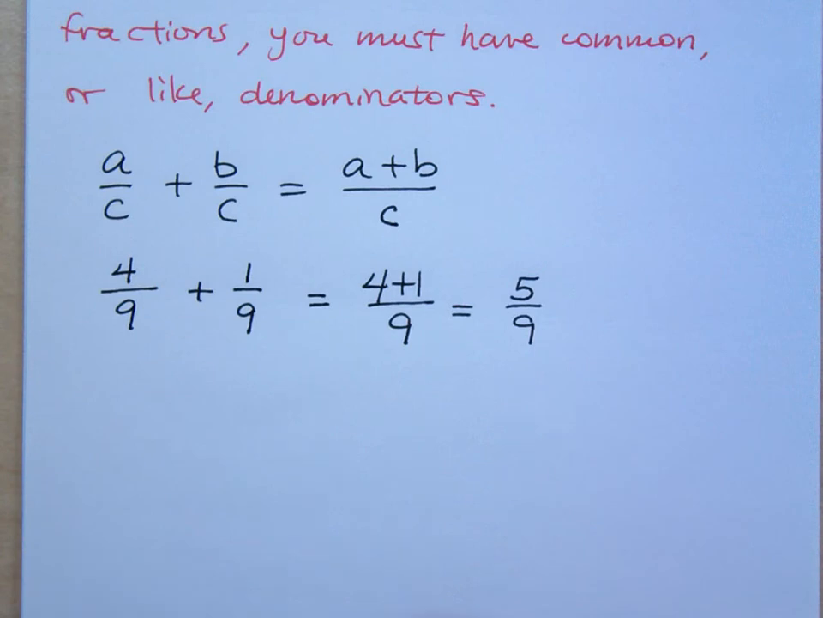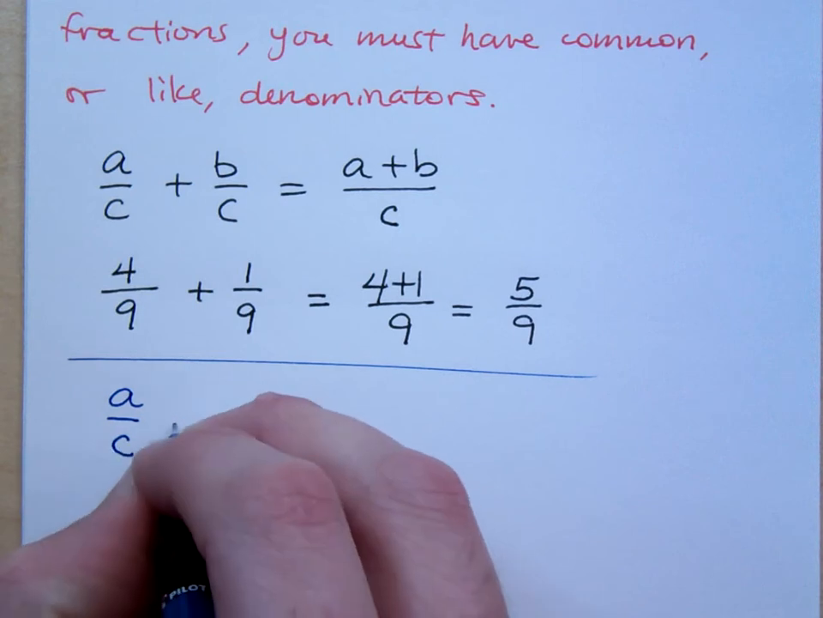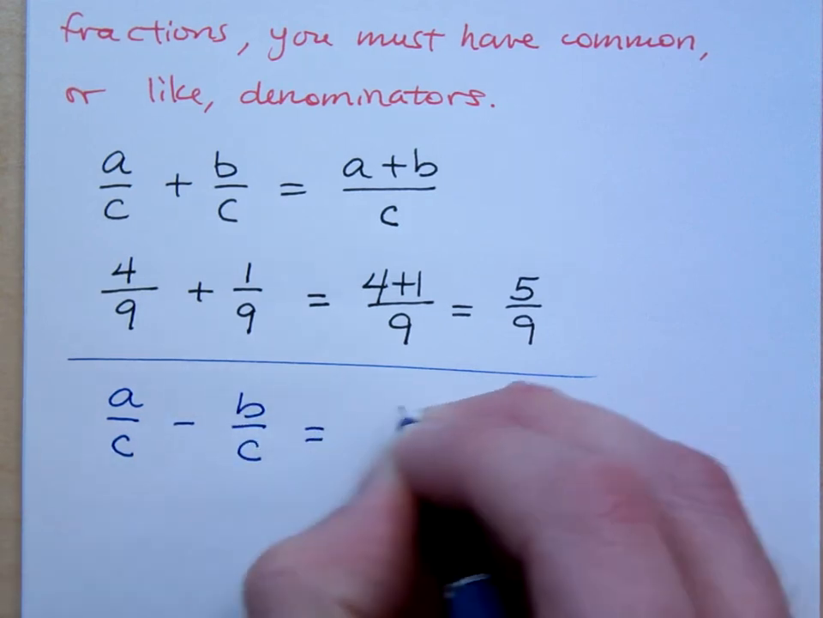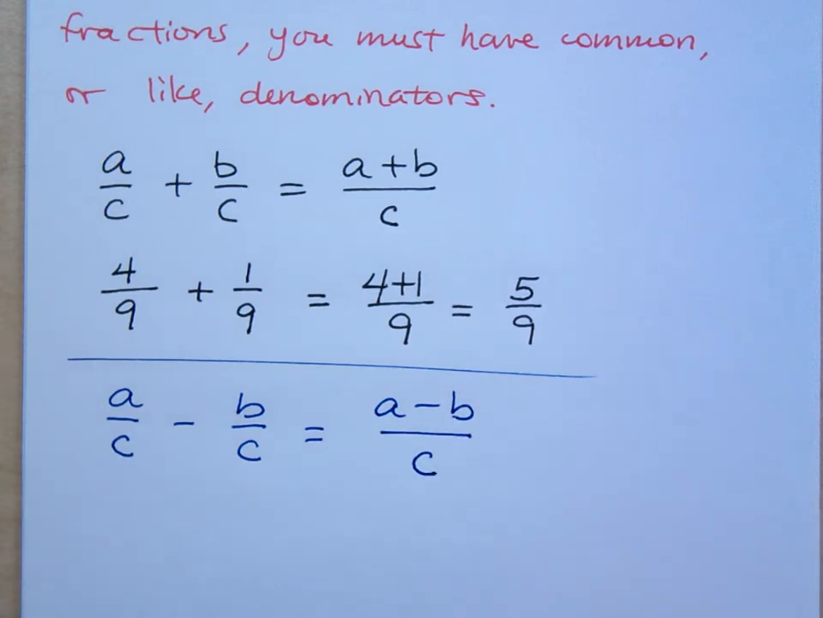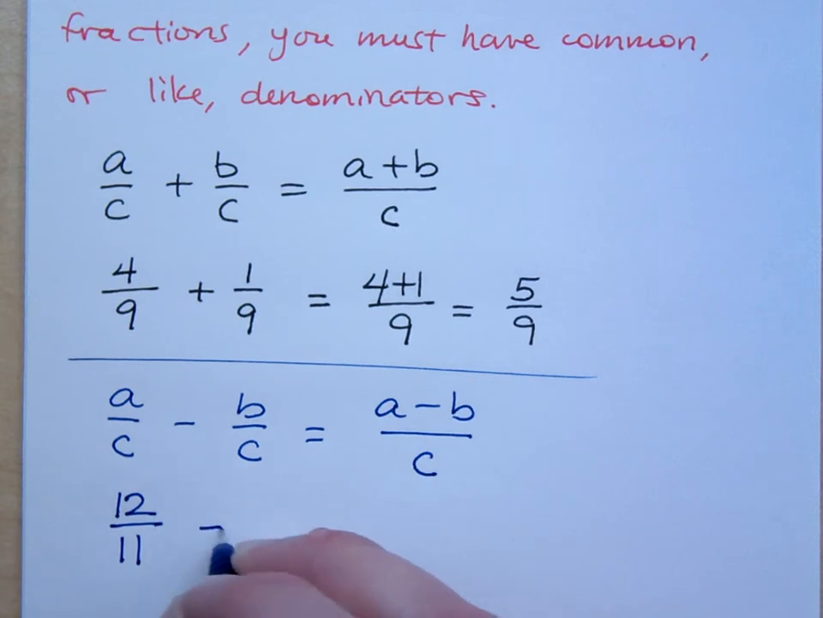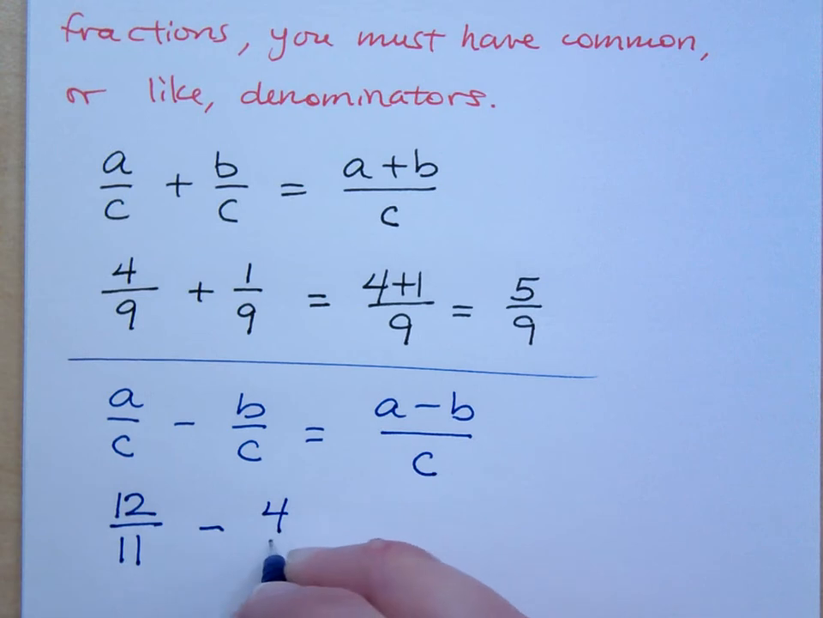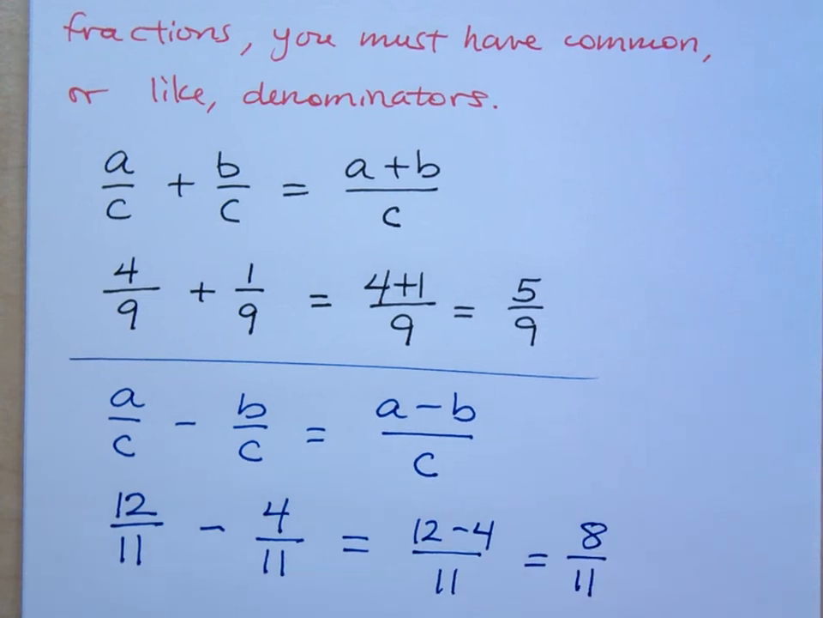Now, we can do it with addition, but the same thing works out if you have subtraction. If I have a over c minus b over c, anything that's of this form, well, then you just subtract those numerators while keeping the same denominator. Okay? If I have 12 out of 11 parts, and I lose 4 of those parts, well, what do I have? I have 12 minus 4 out of 11 parts, which is just 8 over 11. I keep the denominator exactly the same.